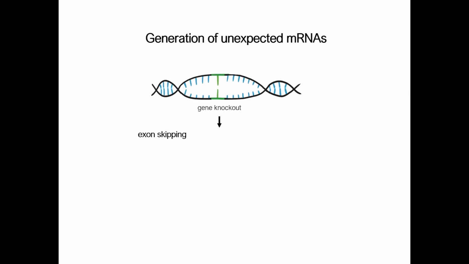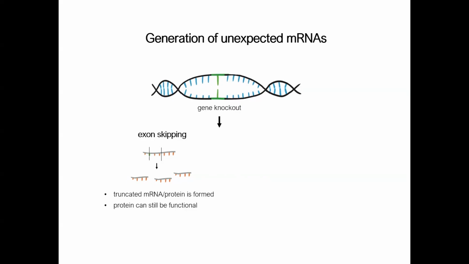This can result in a specific area of the mRNA being unintentionally cut out. This process is also called splicing. This can result in truncated mRNAs and proteins. The truncated protein can still be functional.